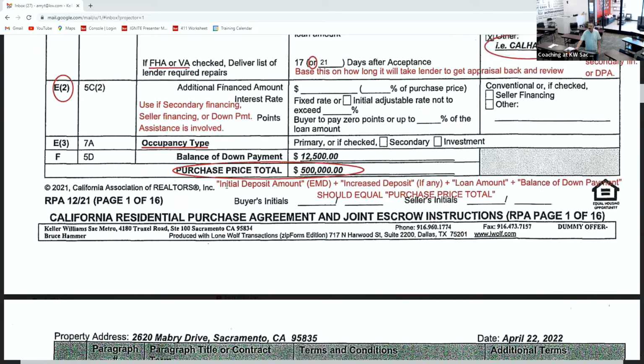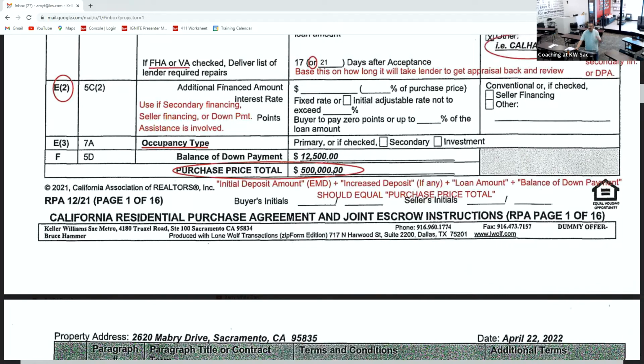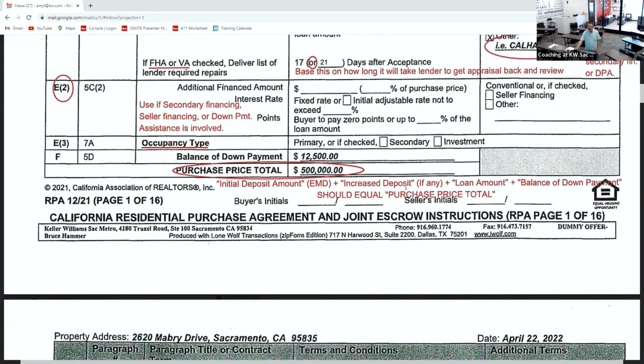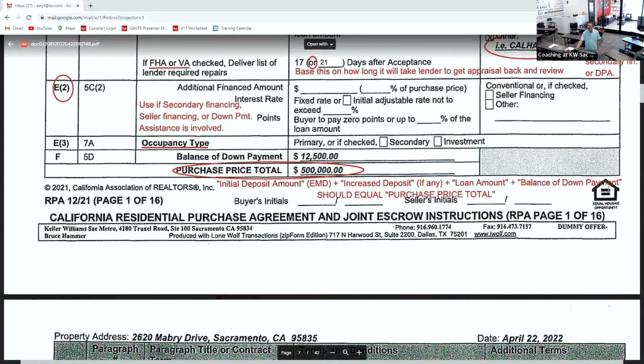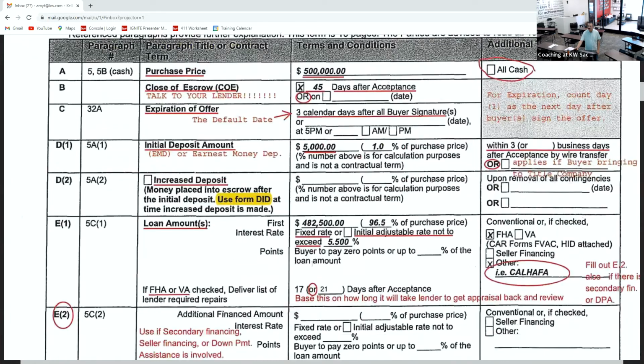Now, I put a little note here. The amount that defaults here should be the same as what you have up above in the contract as the purchase price. But if you've done this right, the initial deposit amount, the EMD, plus the increased deposit, if you have any, plus the loan amount, plus the balance of down payment should total this. And you can run the numbers real quickly by just adding them all up.